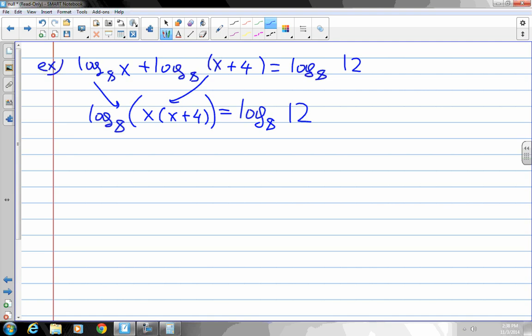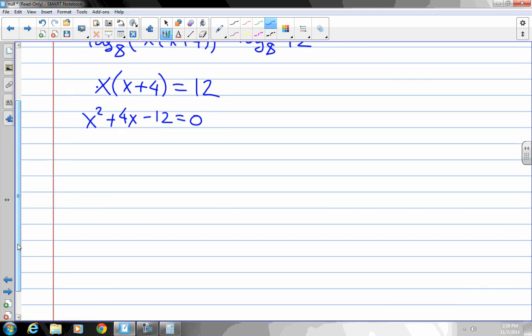Are you with me on that? Bases are the same. That's the only time the bases actually matter in these types of equations. Just making sure they're the same. So then by that one-to-one property, x times x plus 4 equals 12. I can certainly solve that. That's a quadratic equation. x squared plus 4x minus 12 equals 0. I can factor that, right? x plus 6, x minus 2 equals 0. x equals negative 6, x equals 2.